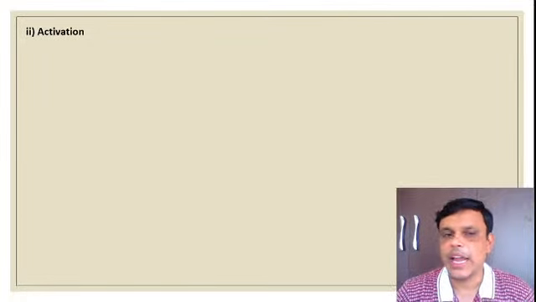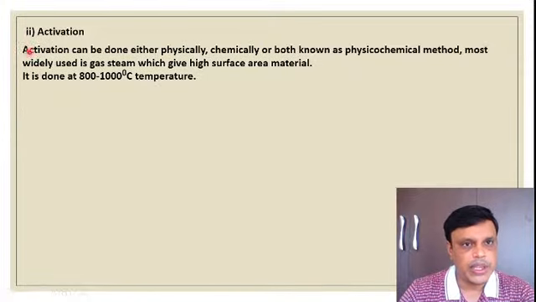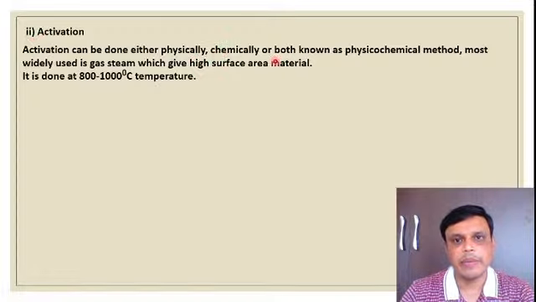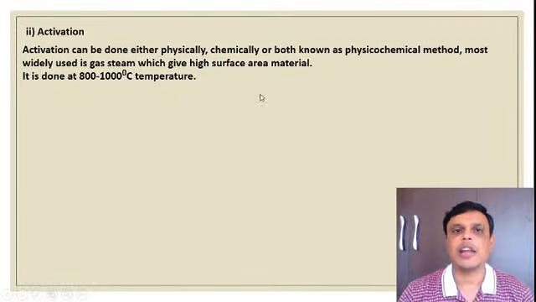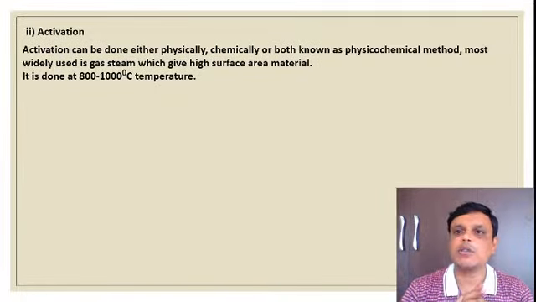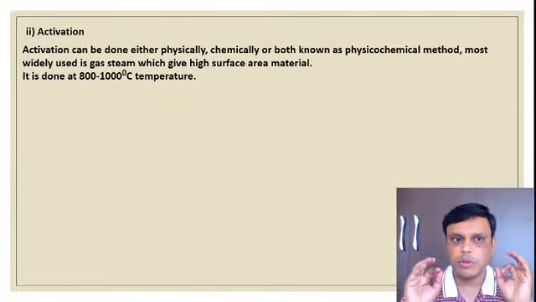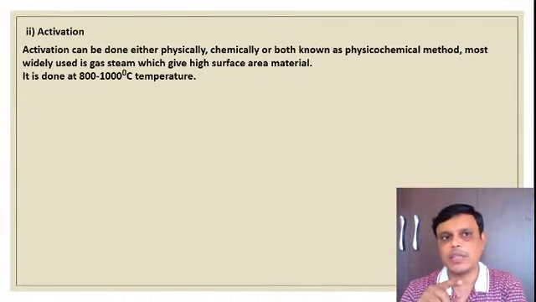The second step is activation. Now in activation, what happens? This activation can be done either physically, chemically, or you can use both processes, physical as well as chemical. If you use both, then it is called the physico-chemical activation method. The most widely used among these methods is the gas method, which gives high surface area.